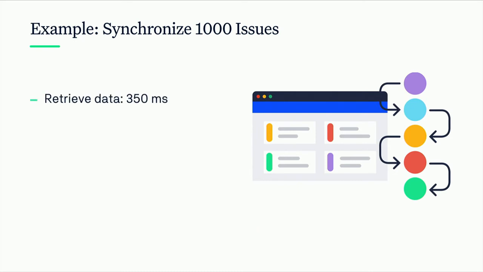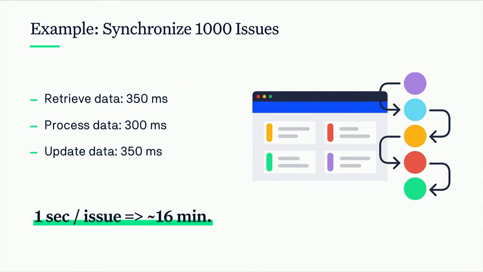And let's assume that it takes a certain amount of time to do certain things, like retrieving the data, processing it, and then updating the data again in the other Jira instance. So in total, this takes 1 second per issue. And if you calculate this, then you have about 60 minutes to synchronize 1,000 issues. And if you do this now in one Lambda function, well, you have easily reached the limit.